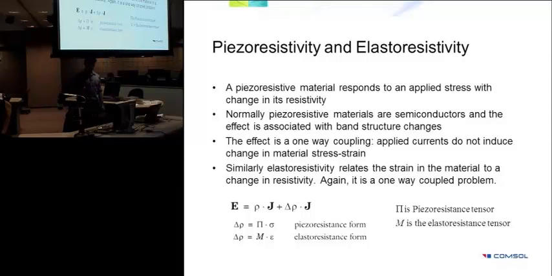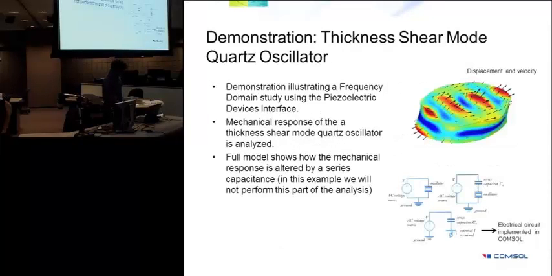Here it's only one-way coupling. The applied stress leads to change in resistivity. It doesn't go the other way around. There's a separate interface for modeling this kind of effect. And we'll right away go into the model.